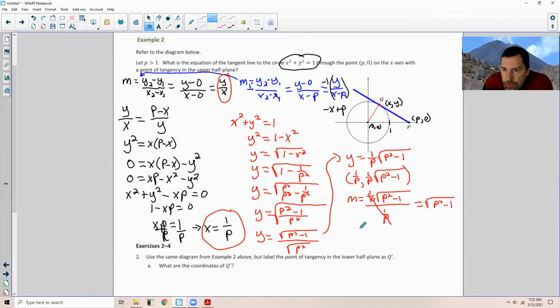Okay? And therefore the slope of QP, which is the perpendicular tangent, is going to be the negative reciprocal of this. So it's going to be negative 1 over the square root of p squared minus 1. Okay, and that simplifies to, if I multiply the top and bottom by the square root of p squared minus 1, I'm going to get the negative square root of p squared minus 1 over the radicand p squared minus 1.